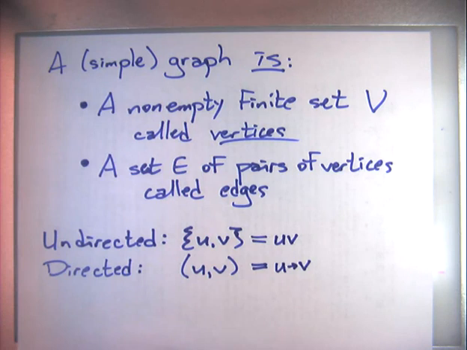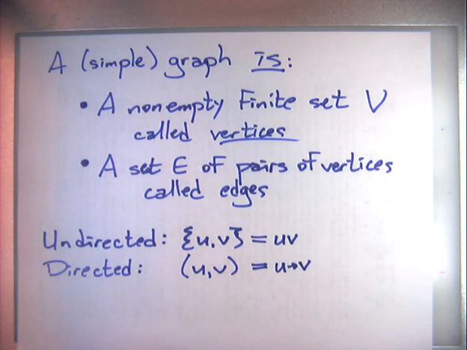Just like when we were talking about strings and languages, what is an alphabet? An alphabet is an arbitrary finite set. To make it interesting, non-empty. What are the vertices of a graph? An arbitrary finite set. What are the edges of the graph? An arbitrary collection of pairs of those things that we called vertices.